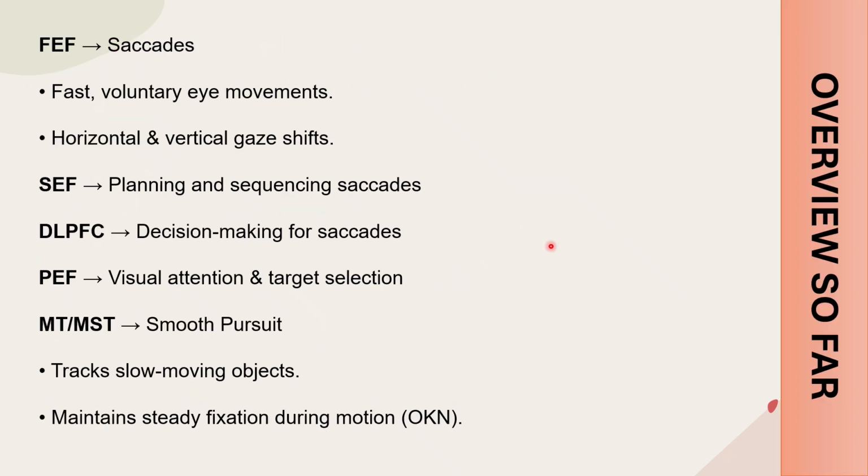So if we look at a summary, FEF has saccadic movements, fast voluntary eye movements, and horizontal and vertical gaze shift. We have already talked about the supplementary eye fields, which are responsible for planning and sequencing saccades. The dorsolateral prefrontal cortex area is responsible for decision making of the saccadic system. The PEF, that is posterior eye field, is responsible for visual attention and target selection. Then we have MT or MST, which is responsible for smooth pursuit, that is tracking of the slow moving objects.